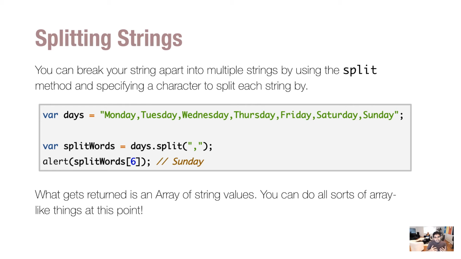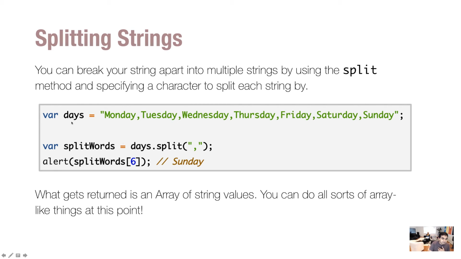Now the opposite of that is splitting strings up. Instead of having one string and doing things to that one particular item, you can take your string and make it into many strings. You have several ways of doing this, but the easiest way is by using the split method. The split method takes an argument, the character you're going to use as a pattern to split your string by.